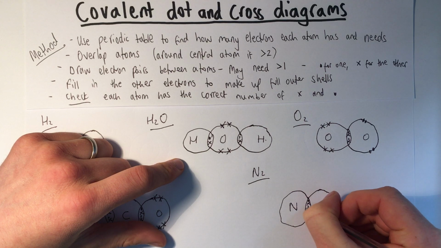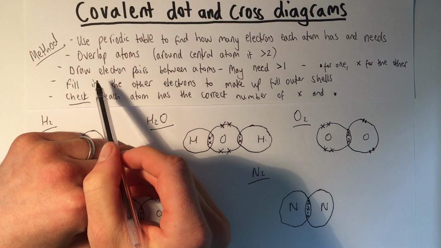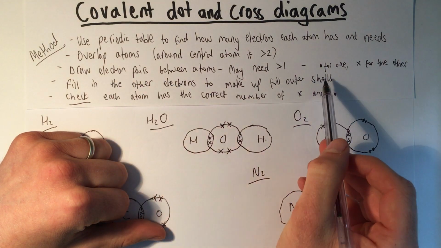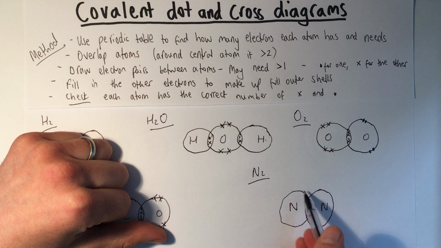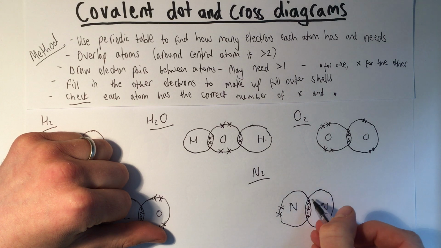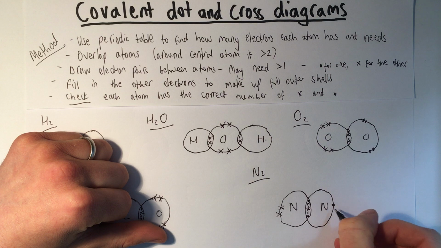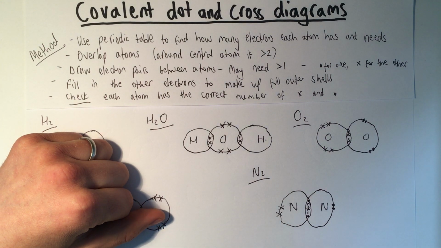1, 2, 3. Okay, now let's fill in the other electrons to make up full outer shells. Let's make this one crosses. It's already got 6 electrons, so it just needs 2 more. Let's make this one dots. It's already got 6 electrons, so it just needs 2 more. Now they've got full outer shells.